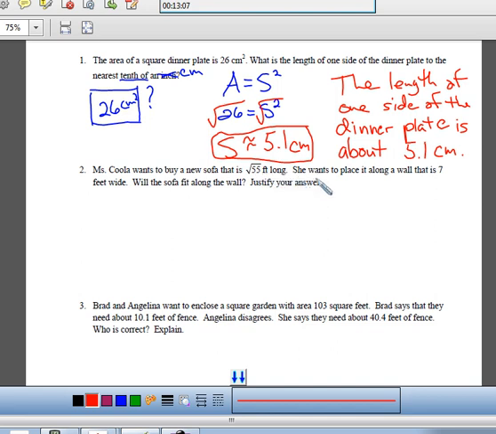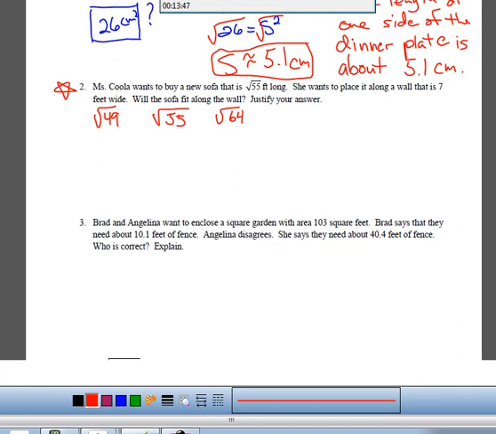Now, the next one, Miss Kula wants to buy a new sofa that is the square root of 55 feet long. She wants to place it along a wall that is 7 feet wide. Will the sofa fit along the wall? Justify your answer. Alright, so the sofa is the square root of 55 feet. That is in between the square root of 49 and the square root of 64. That is my hint to help you with answering this one. So go ahead and do that one on your own and number 3 on your own. I am going to help you with the last one because the last one's a little tricky.